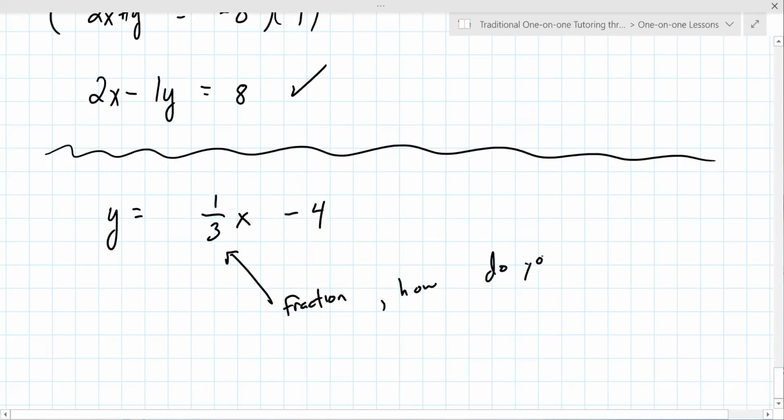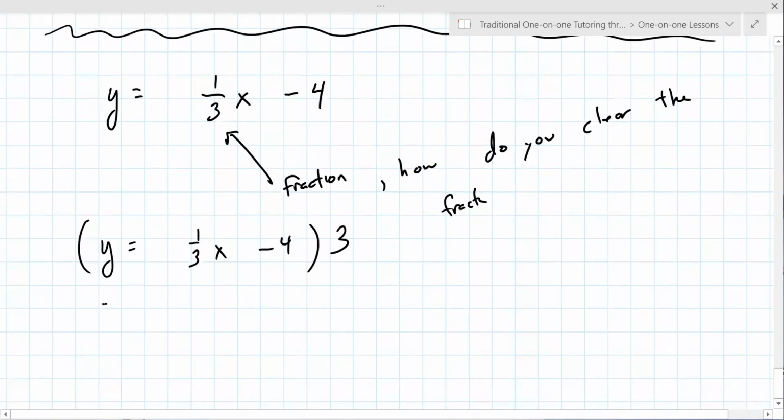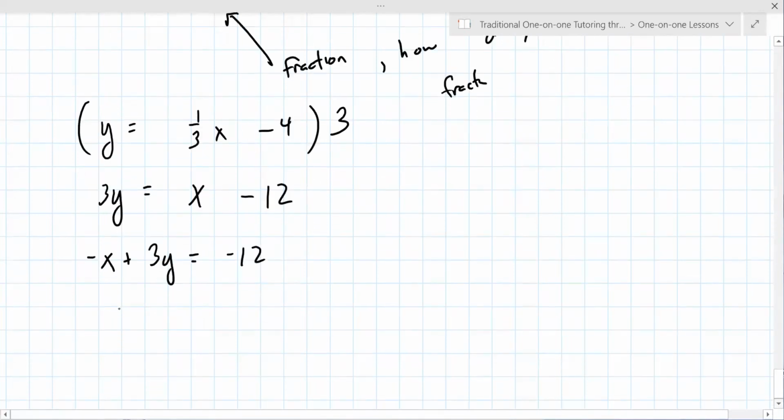How do you clear the fraction? Would you multiply by the bottom number? Yes, you multiply everything by the bottom number. So then 3y equals x minus 12. Yes. And you have to bring it over, so then negative x plus 3y equals negative 12. Can't have the x be negative, so multiply everything by negative 1. x minus 3y equals 12. All right, this isn't too hard either.